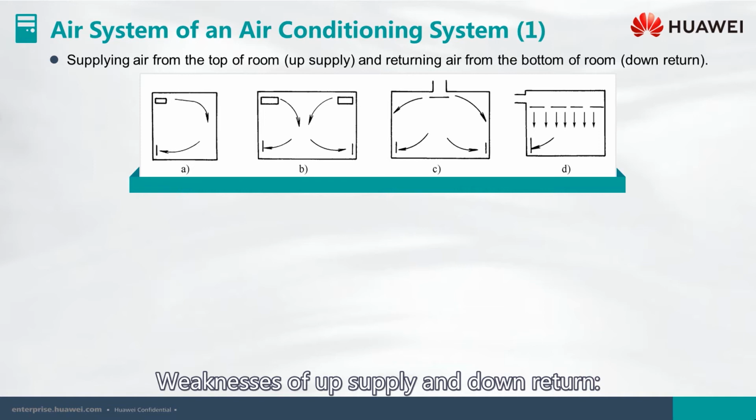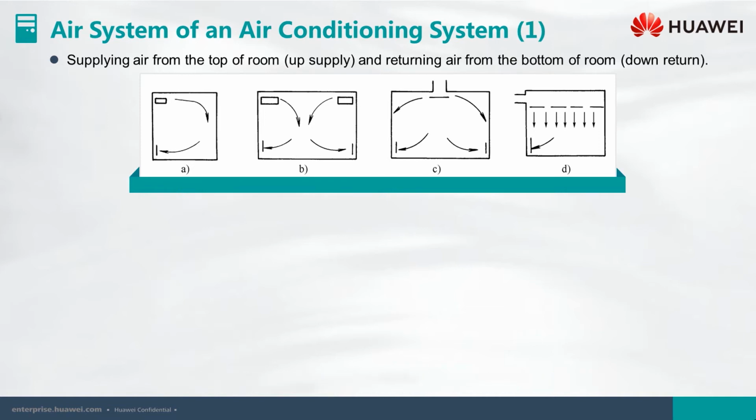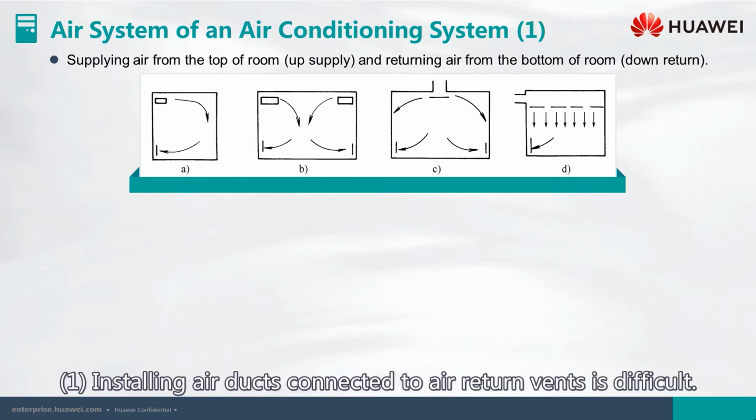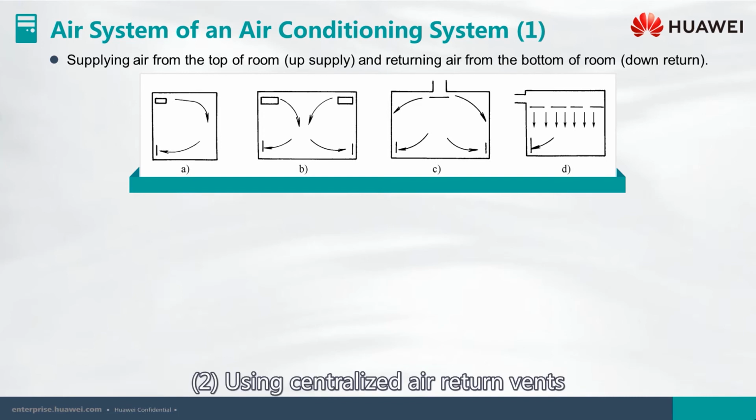Weaknesses of up supply and down return. 1. Installing air ducts connected to air return vents is difficult. 2. Using centralized air return vents causes significant noise in the data center.